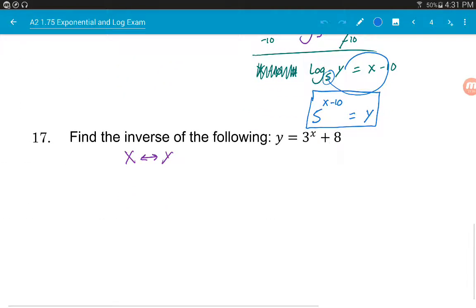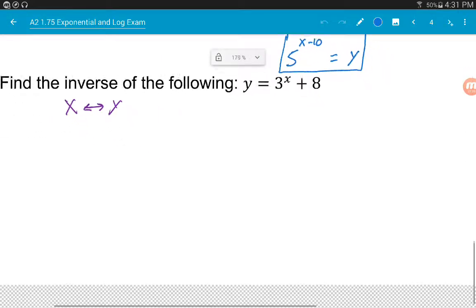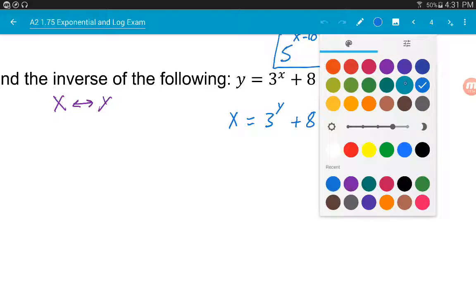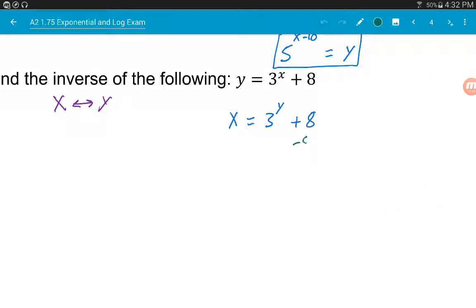And lastly, question 17, find the inverse of the following. I'm going to switch x and y to begin with because that's what they want me to do. That's what the word inverse tells me to do. X is equal to 3 to the y plus 8. Now I need to get y by itself, so let's get a move on here. I'm going to subtract 8 on both sides to get that away from the 3 to the y. I get x minus 8 is equal to 3 to the y.